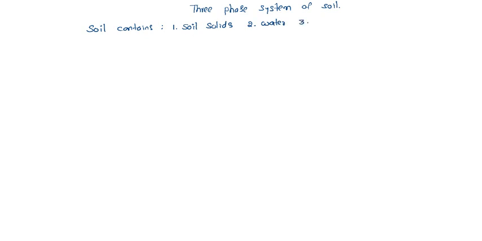Three-phase system of soil. Soil contains number one, soil solids. Number two, water. Number three, air.